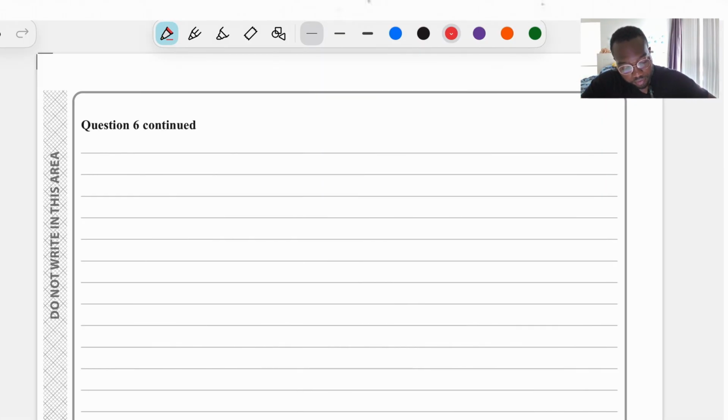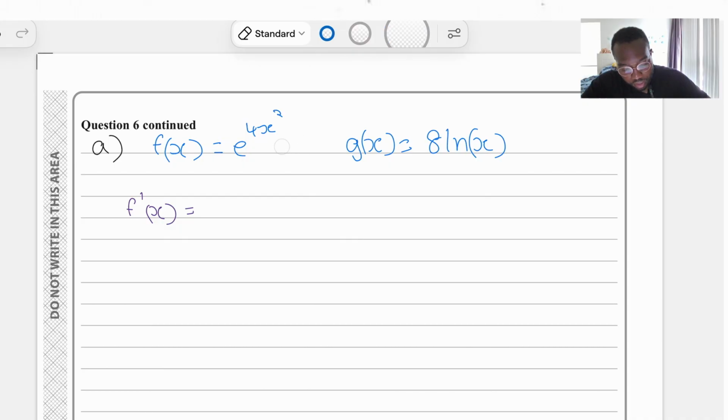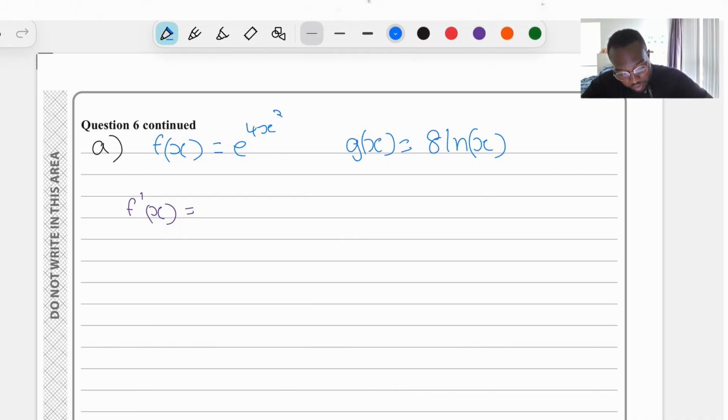So if I rewrite f of x, we have f of x as e to the 4x squared minus 1, and we have g of x that is just 8 ln x, okay? So if we want to find f dash x, we need to differentiate that. So if we differentiate this, what do we get? Maybe change this. This is actually a minus 1 here.